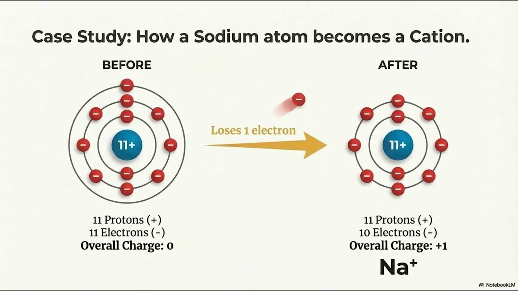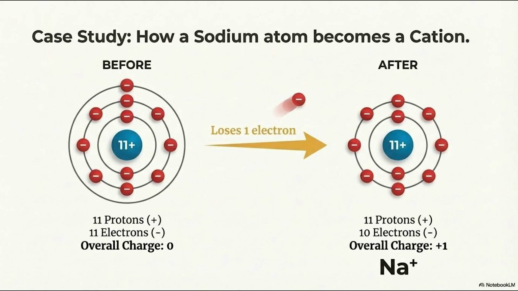Take sodium as an example. A neutral sodium atom has 11 protons and 11 electrons. If it loses one electron, it still has 11 protons but only 10 electrons. That leftover positive charge gives sodium a +1 charge, written as Na+.